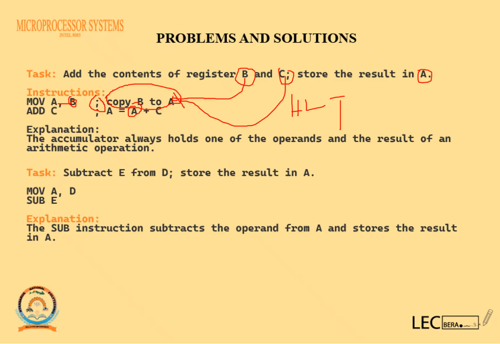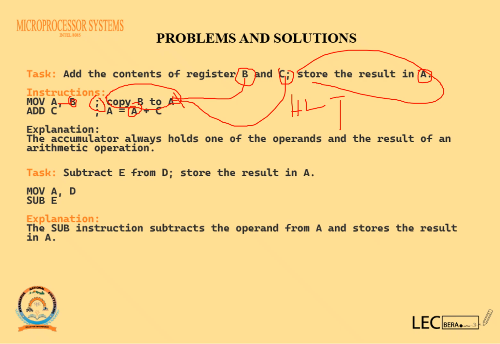So you can add your code explanation. For example, here, copy B to A. This is just a code explanation and cannot be executed. Always write your instruction and remember to put what? Their comments, some explanation. So the accumulator always holds one of the operands, that is true, and the result of an arithmetic operation. First of all, we move B to A, and then add C, and what is going to be inside A now is the result. And actually we have achieved this goal: store the result in A.